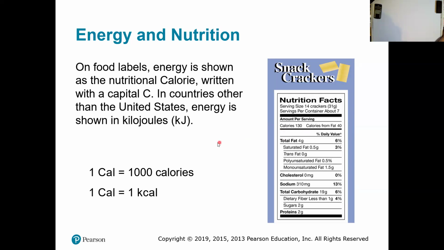In other countries, they don't use the calories. They'll show the energy values in terms of kilojoules because that's the standard unit. But it's very important to recognize the difference: when you see a capital C, that means kilocalorie. Food calories are kilocalories. Food calories are never lowercase calories.